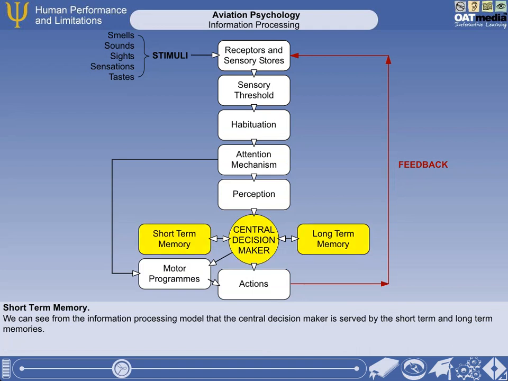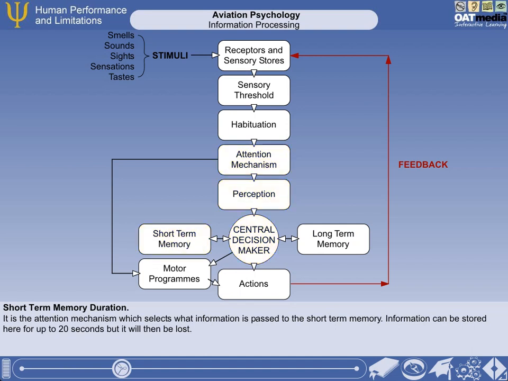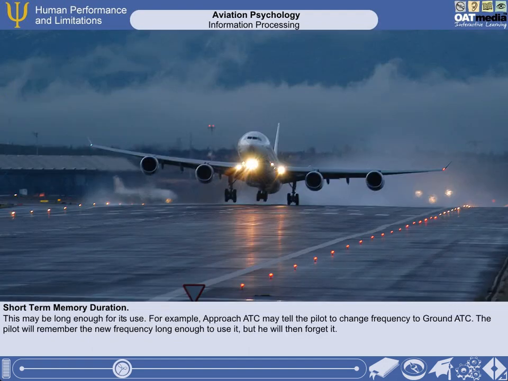We can see from the information processing model that the central decision maker is served by the short-term and long-term memories. It is the attention mechanism which selects what information is passed to the short-term memory. Information can be stored here for up to 20 seconds, but it will then be lost. This may be long enough for its use.